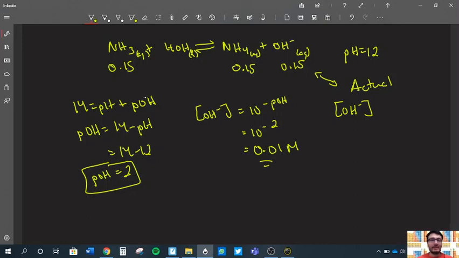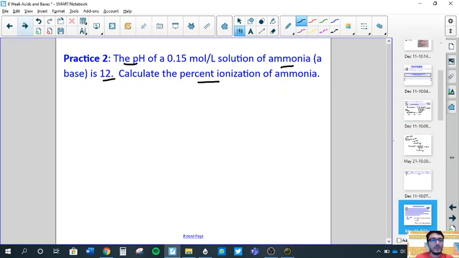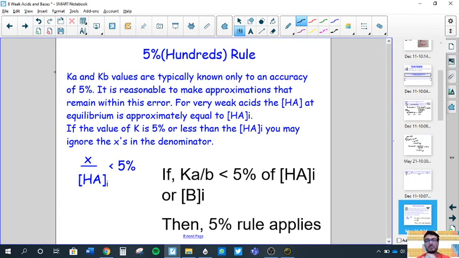Compare that to what we expected if it completely dissociated, and put that into your percent ionization formula. So what we actually have, and what we would have expected if it completely ionized, and we get 6.7% as our answer. Hopefully that made sense. Again, post any questions. Now, this was originally a lesson within a lesson talking about the 5% or hundreds rule, but you've already seen a whole lesson on that, so I'm not going to delve into it anymore, skipping over that.